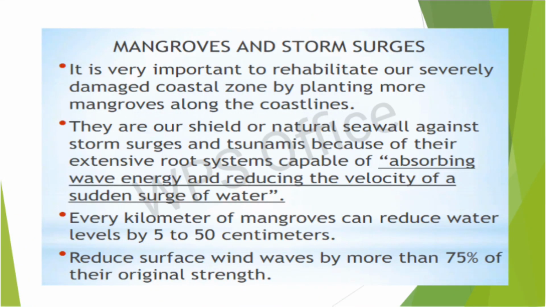Mangroves and storm surge. It is very important to rehabilitate our severely damaged coastal zones by planting more mangroves along the coastline. They are our shield or natural sea wall against storm surge and tsunamis because of their extensive root system capable of absorbing wave energy and reducing the velocity of the sudden surge of water. Every kilometer of mangroves can reduce water levels by 5 to 50 centimeters and reduce surface wind waves by more than 75% of their original strength.